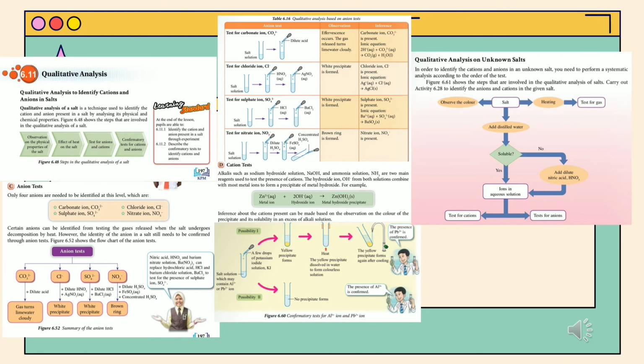Lastly is subtopic 6.11, which is qualitative analysis. In this subtopic, students will identify the cation and anion present in a salt by analyzing its physical and chemical properties. Students will do so through more exciting experiments. Then, to make this learning more meaningful, students will identify the cations and anions from confirmatory tests such as color observation, the salt's solubility in water, and tests for gases like I have explained earlier, and so on. This will let students know more and more about salts and their properties.